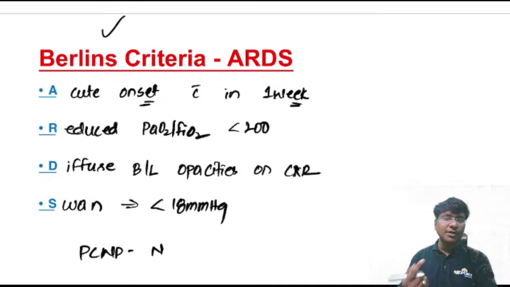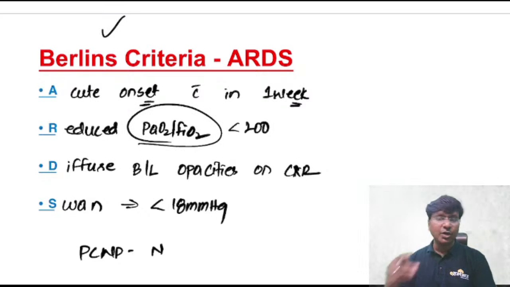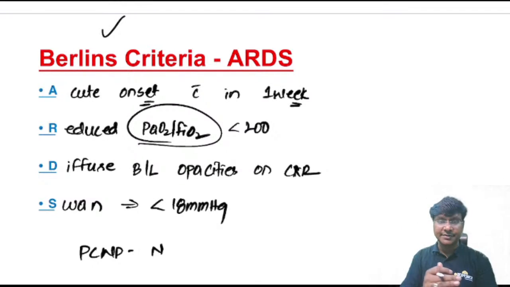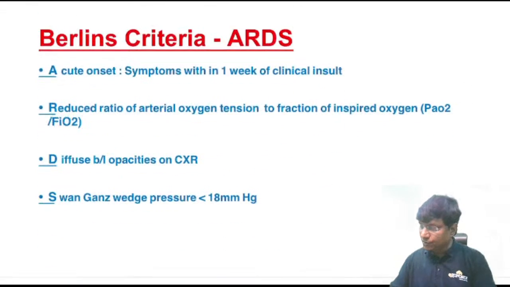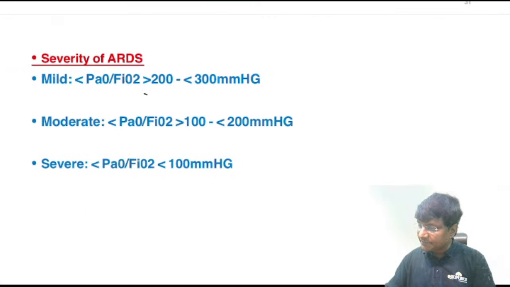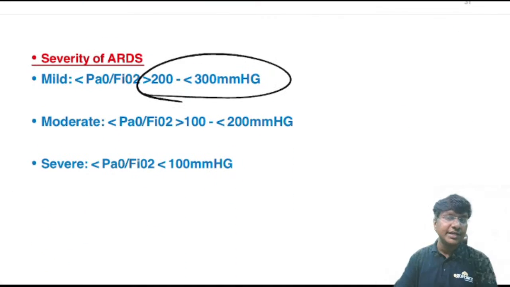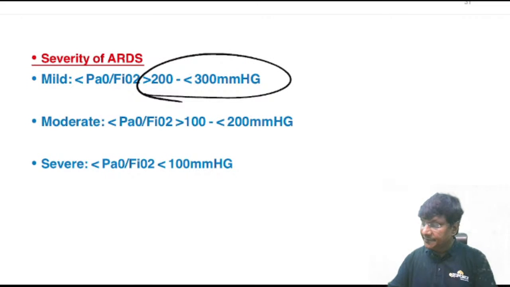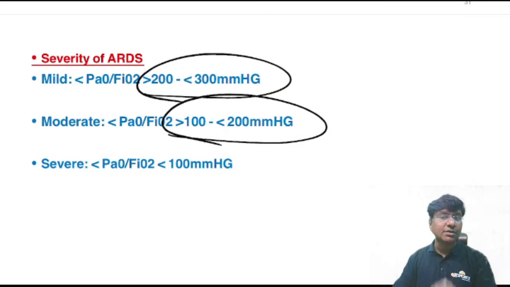Now, depending upon your PaO2 by FiO2, we also classify ARDS into mild, moderate and severe. If PaO2 by FiO2 is between 200 and 300, it is mild. If it is between 100 and 200, it is moderate.